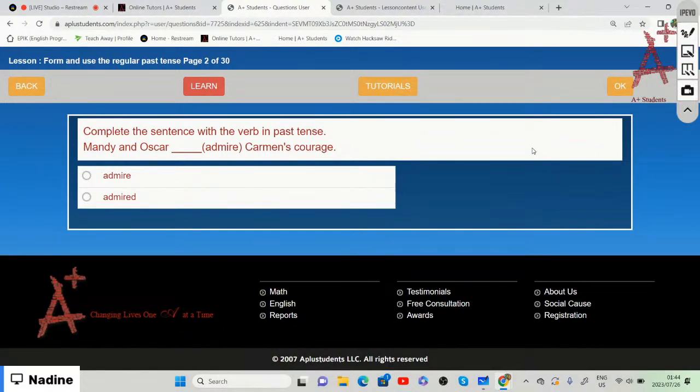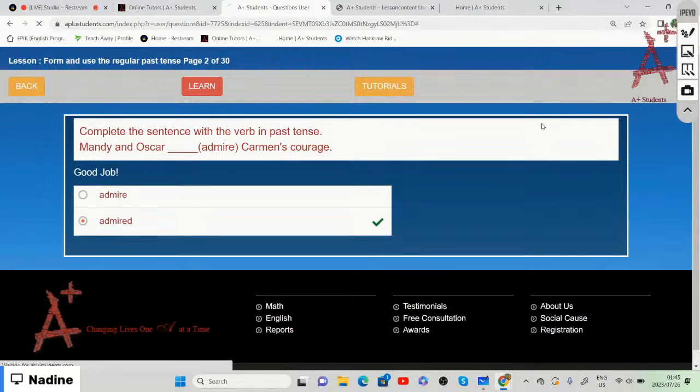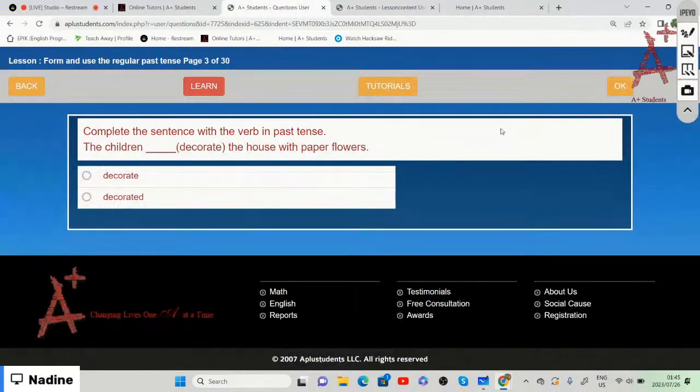Mandy and Oscar, they admire. We need to choose the correct form of verb which shows the past tense. So Mandy and Oscar, they admire or admired Carmen's courage. So they admire today. Yesterday they admired Carmen's courage. So admired is our past tense regular verb.